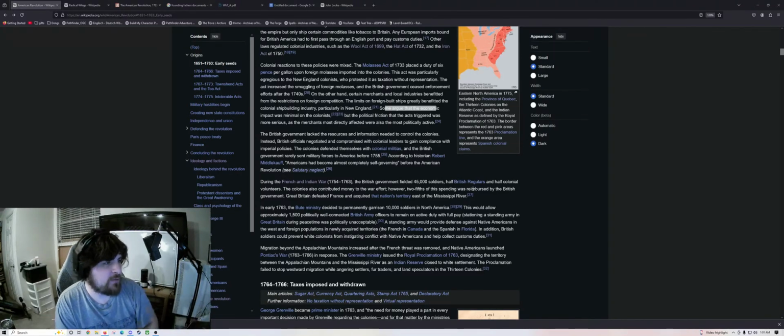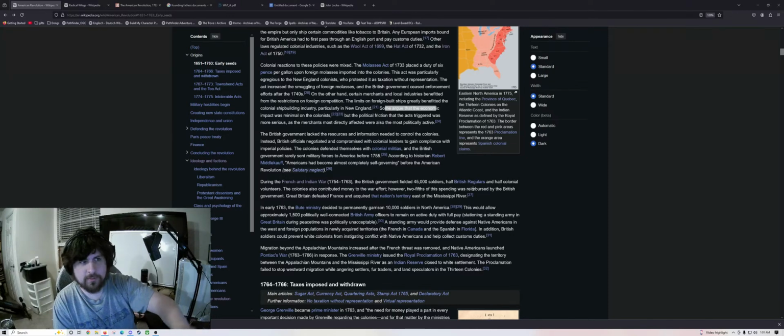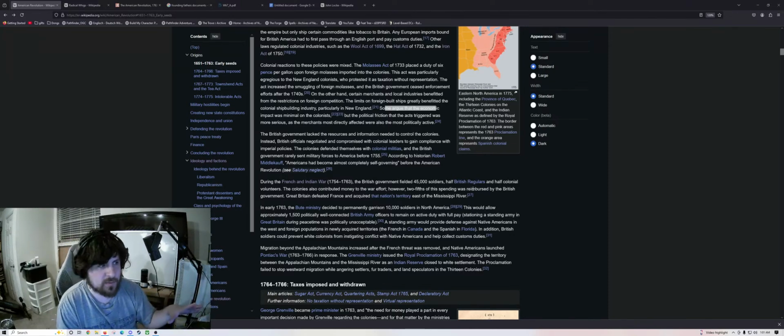Yeah, okay, so during the French and Indian War, the British government fielded 45,000 soldiers, half British, half colonial volunteers. The colonies also contributed money to the war effort. Two-fifths of this spending was reimbursed by the government. But yeah, see, even half the dudes fighting in this part of the Seven Years' War were the American colonies. So it's like, all right, we're already doing half the lifting. This is the British War.